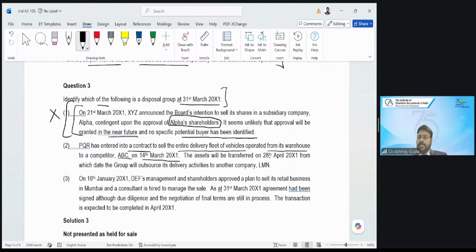The assets will be transferred on 28th April 2001, from which date the group will outsource its delivery activities to another company, LMN. So these are the limited facts. What do you think? Based on these limited facts, does this meet the condition of classifying it as a disposal group under 105?